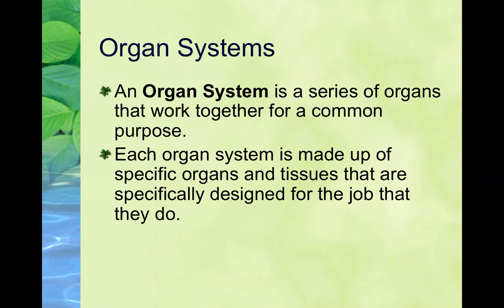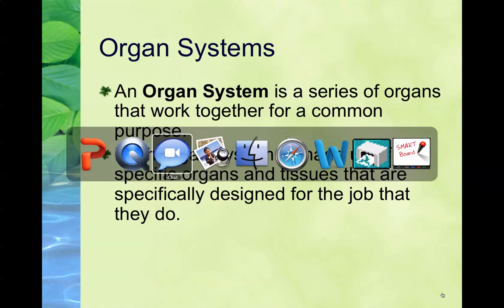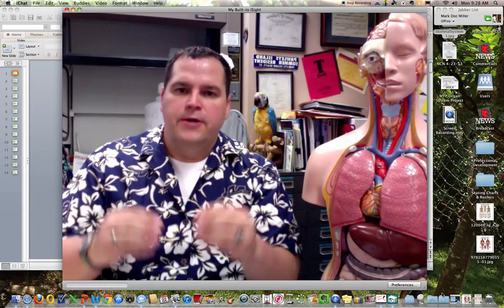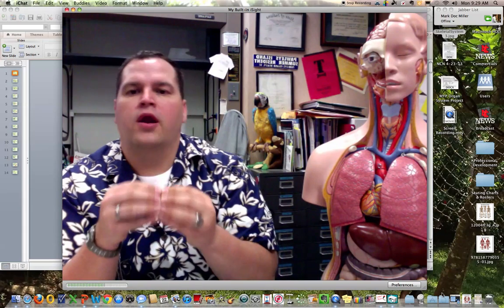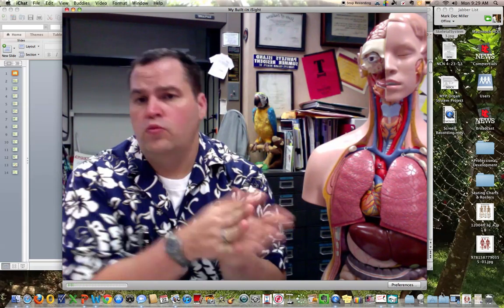Because remember, all the way back at the beginning when we were talking about the cell theory, cells are the basic unit of both structure and function. Now, what do I really mean by that? Well, what I mean is the shape of the cells that make up an organ are what allow that organ to do what it does.